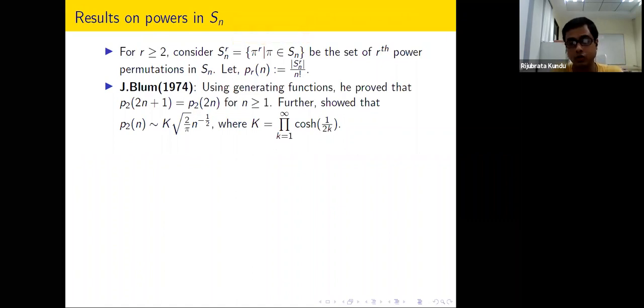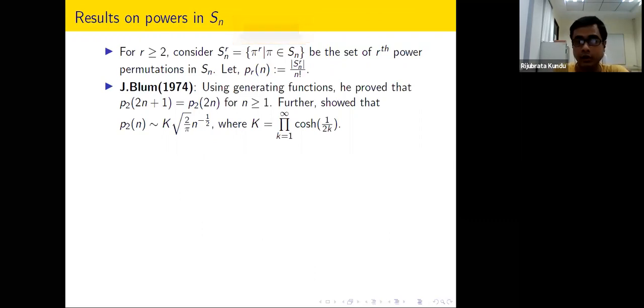The first result came around 1974, where Blum studied this power, the squares of permutations. He took r equal to 2, and using generating functions, he proved this nice recursive relation, though not really a complete recursive relation: p_2(2n+1) = p_2(2n) for n greater than or equal to 1. If you put n equal to 1, you get p_2(2) = p_2(3). If you put n equal to 2, you get p_2(4) = p_2(5), which means that the proportion of squares in S_4 is the same as the proportion of squares in S_5.